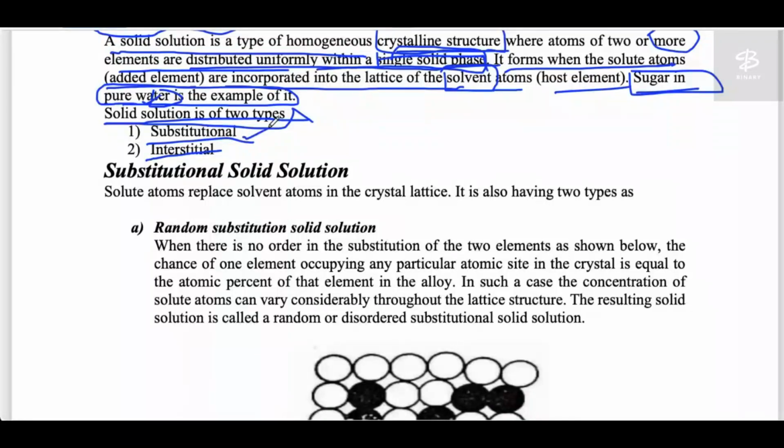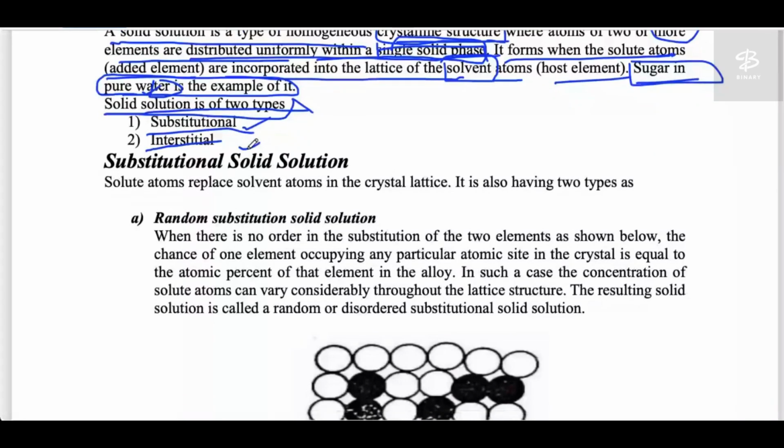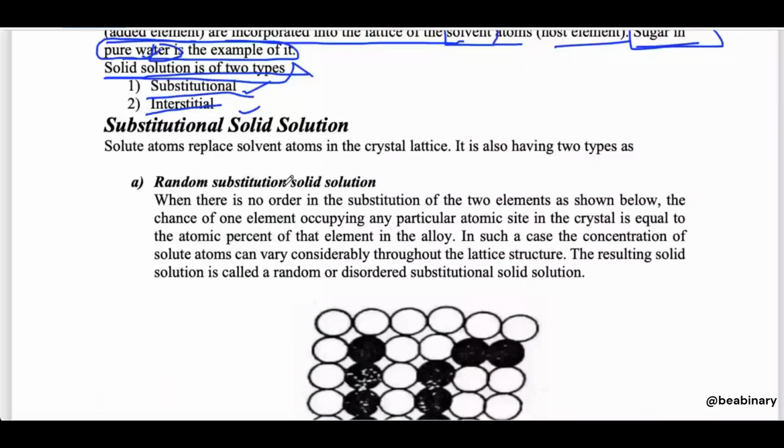Substitutional defects and interstitial defects. Similar to that, you can think about the solid solutions of two types, which are known as substitutional solid solution and interstitial solid solution. If you have understood the definition of defects, then you need not worry about understanding this, because it is very similar to that.